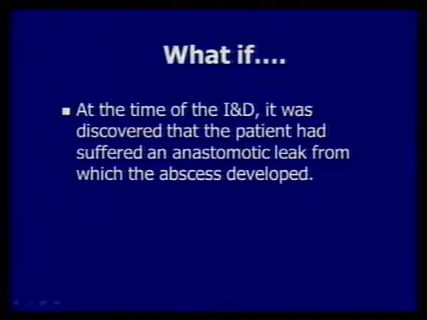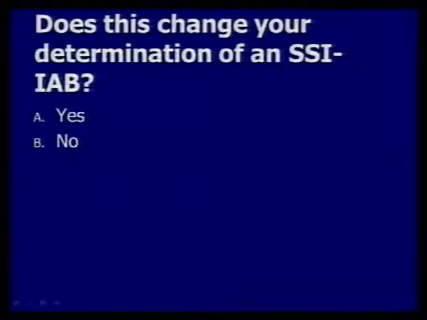And then what if in this particular patient, remember they had the abscess and they went back and had the I&D, what if at the time of the I&D, the surgeon discovered that the patient had suffered an anastomotic leak, and that's why the abscess developed? Would it change your determination of an SSI-IAB? Yes or no?